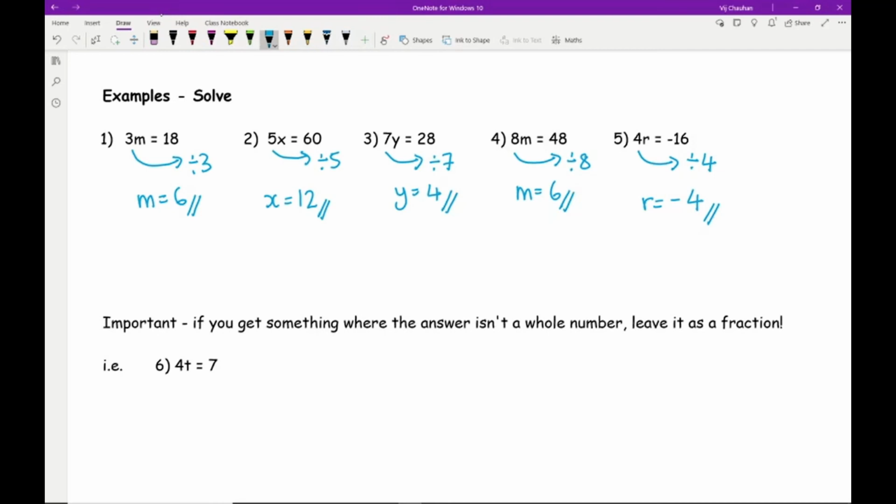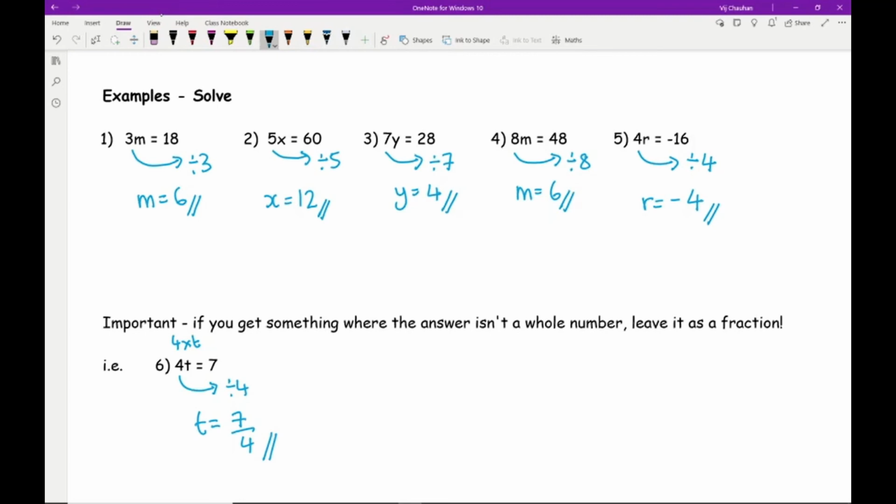So for example, if you had 4t equals 7, now to get rid of the 4 we need to do the opposite. Now the 4 is basically 4 times t, so the opposite of timesing by 4 is to divide by 4. However, 4 doesn't go into 7 nicely, so what I'm going to do instead is just leave it as a fraction, and there you go. And this is how some of these questions tend to appear on non-calculator papers, because no one's really expecting you to be able to work out what the decimal answer is going to be.